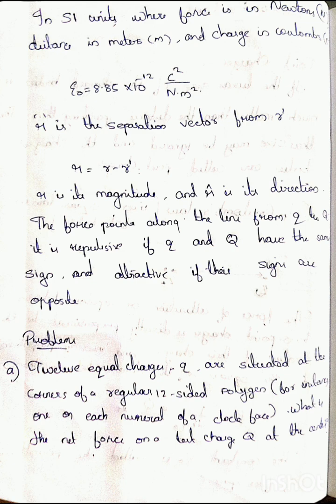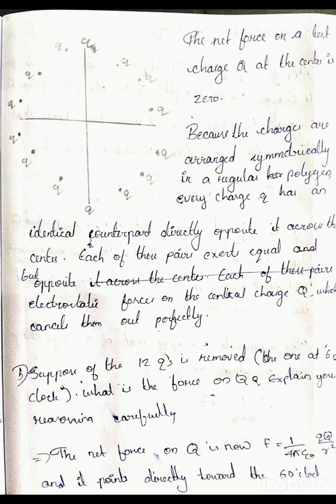Problems. First one. 12 equal charges Q are situated at the corners of a regular 12-sided polygon, for instance one on each numeral of a clock face. What is the net force on the test charge q at the center? The net force on the test charge q at the center is 0 because the charges are arranged symmetrically in a regular polygon. Every charge Q has an identical counterpart directly opposite it across the center. Each of these pairs exerts equal but opposite electrostatic force on the central charge q, which cancels out perfectly.